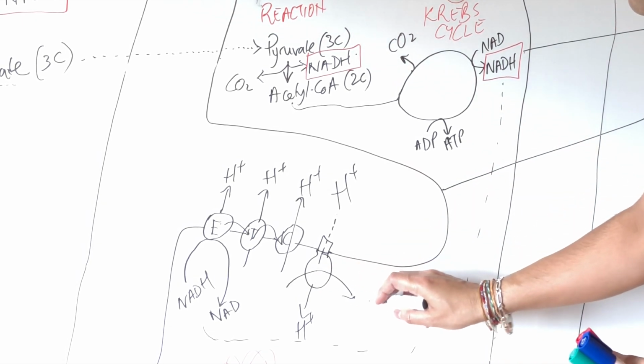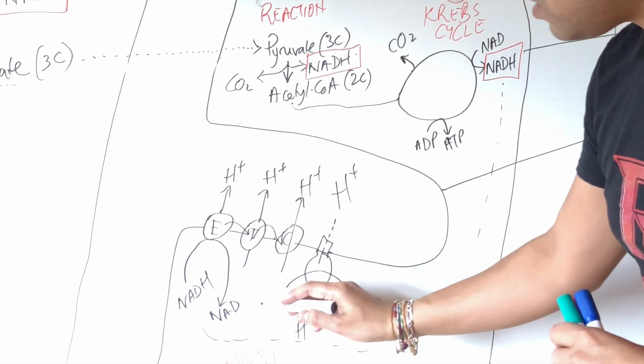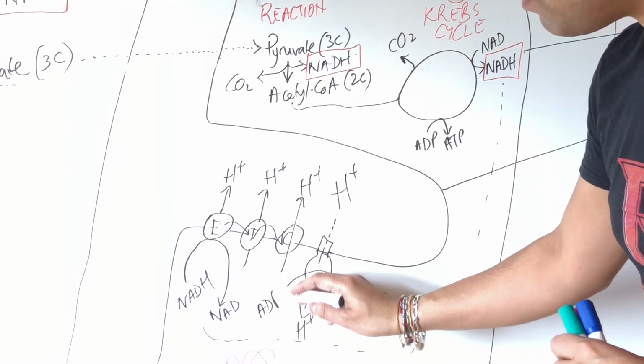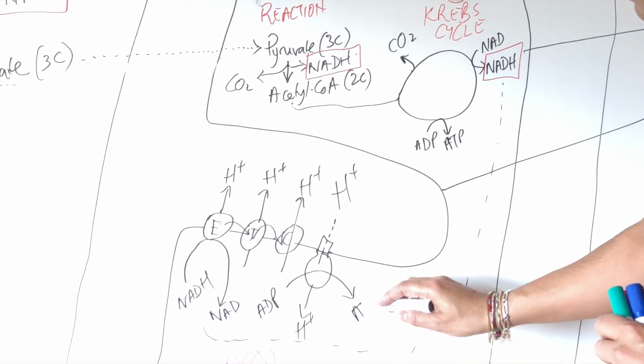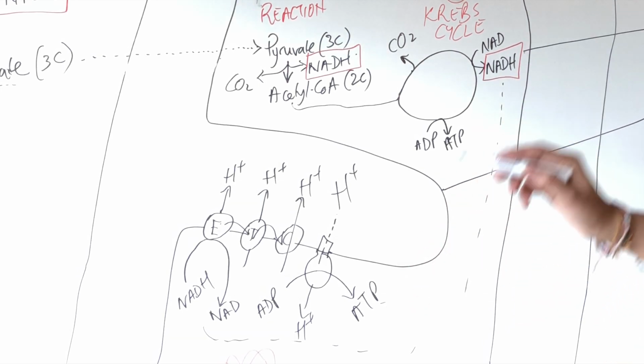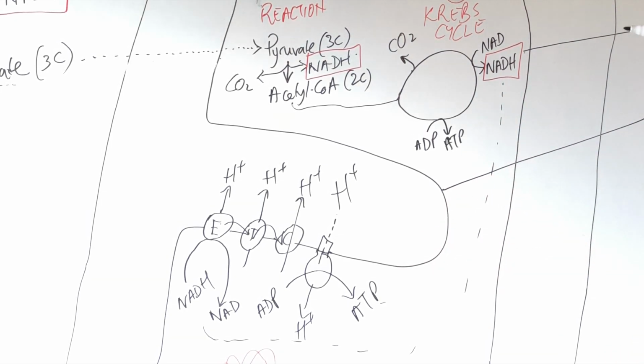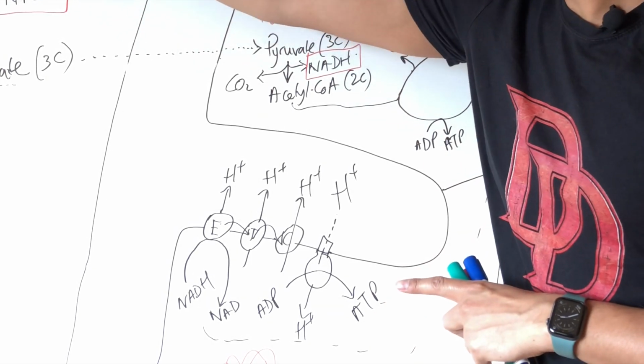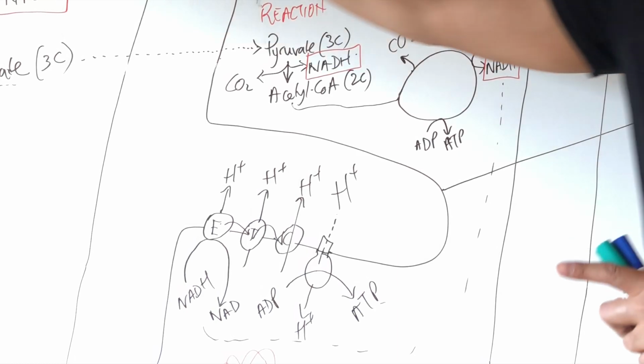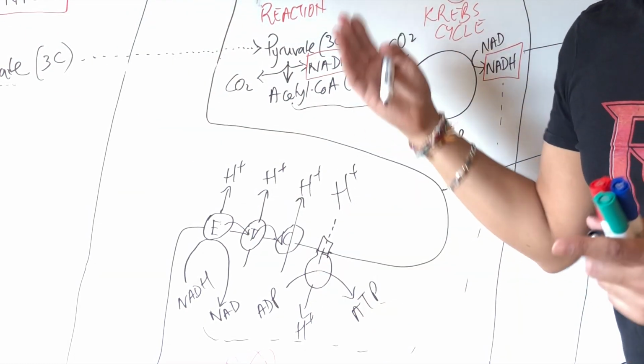and the ATP synthase uses that energy to convert ADP into ATP. And it can generate 30 ATP molecules for each glucose that took part in glycolysis. So there we have it.